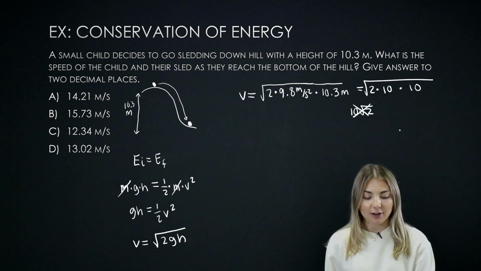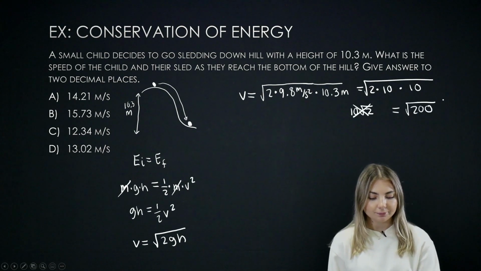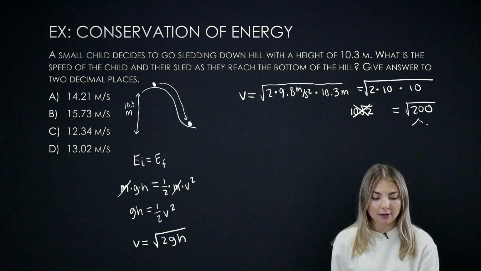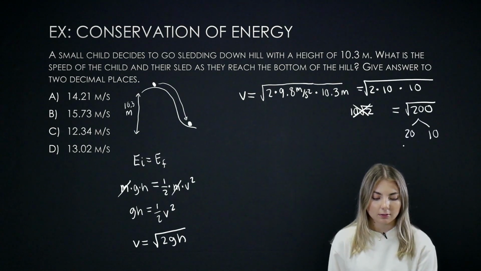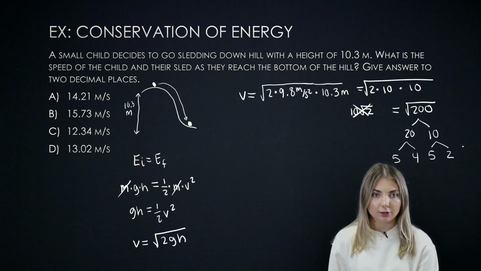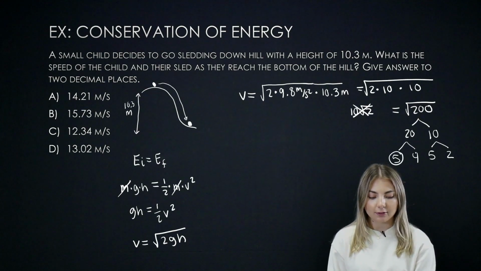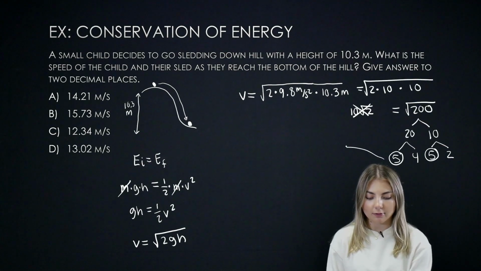I'm going to simplify a little bit different. So we know that we have square root of 200, and we're going to make our tree. So we have 20 and 10, 5 and 4, and 5 and 2. Looking at this, we know that 5 is seen twice, so we're going to pull that out.